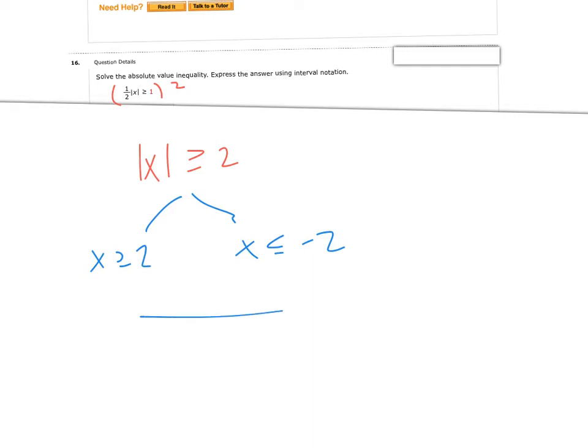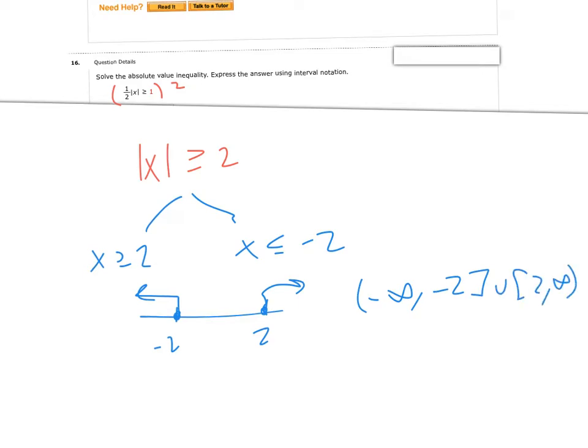And so I would just draw that on the number line. So -2 right here would be going that way. 2 right here would be going that way. And so I get -infinity to -2, bracket union, bracket 2, infinity.